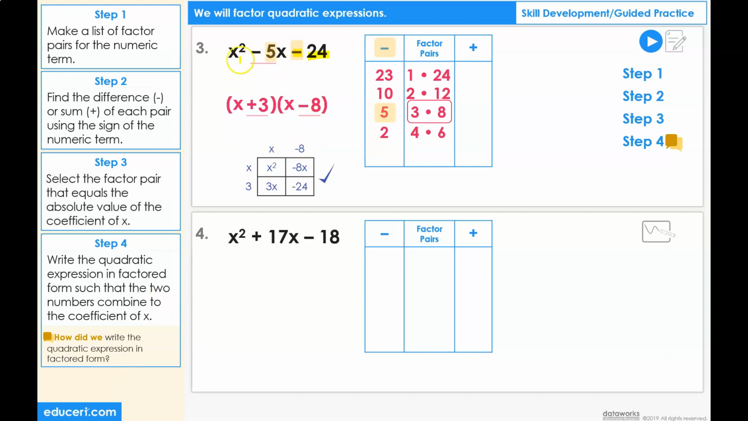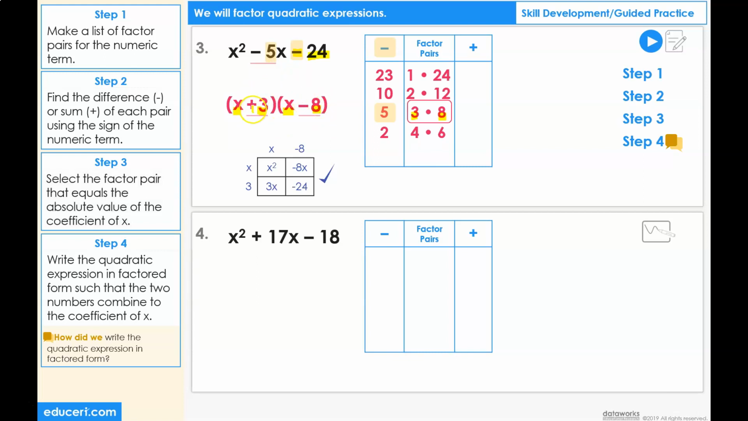We wrote our quadratic expression in factored form, starting out by writing the parentheses for both binomial factors, then filling in the first term of x into each binomial factor, then writing the numbers of the binomial factors that we got from our factor pair table, and then determining whether to use positive or negative signs in our binomial factors.